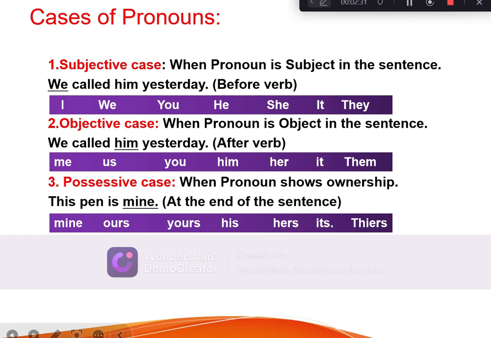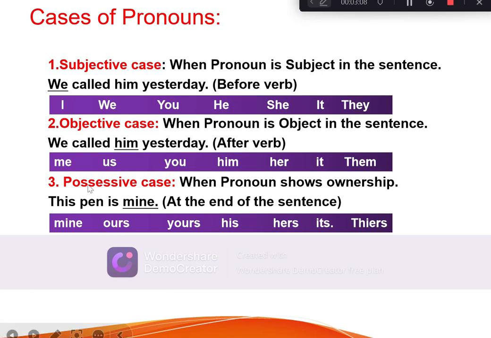Objective case pronouns are those pronouns which are used as objects in the sentence. They are used after the verb in the sentence. Look here at the sentence, we called him yesterday. Him is a pronoun used in objective case. Below is the list: me, us, you, him, her, it, them. These pronouns can be used as objects in the sentence.